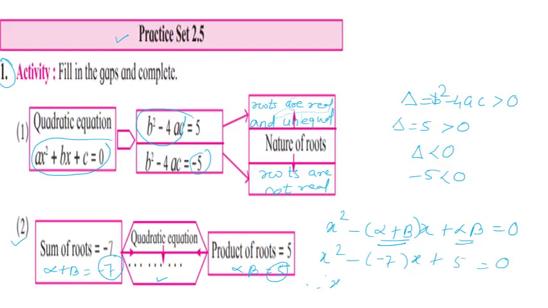Therefore x square plus 7x plus 5 equal to 0. This is the answer. Okay. So right here x square plus 7x plus 5 equal to 0. Understood? Now see the second question.